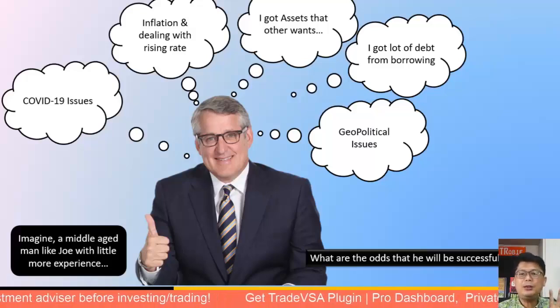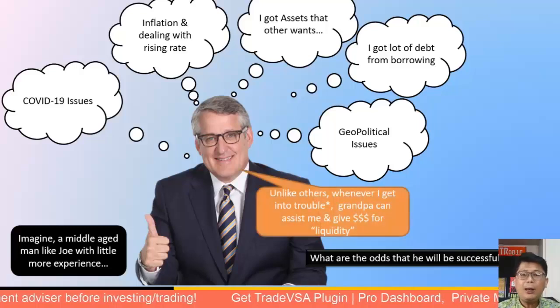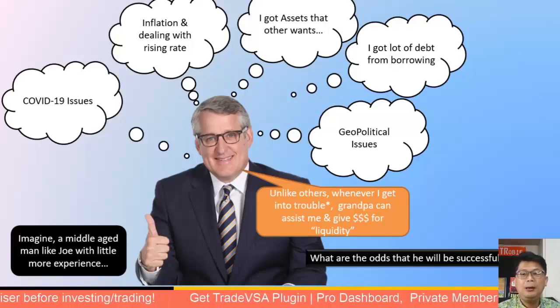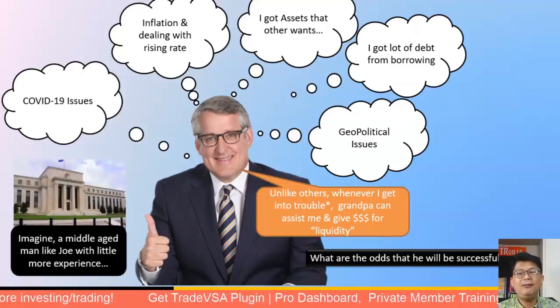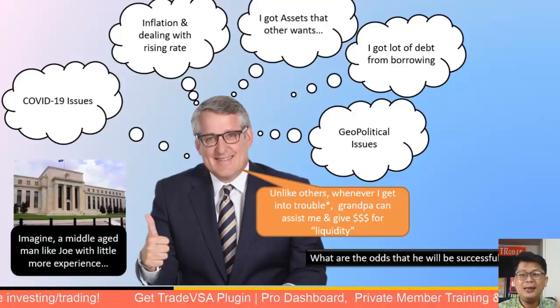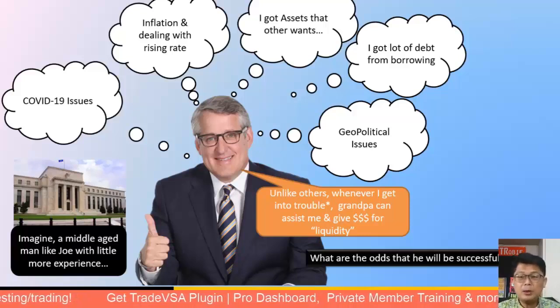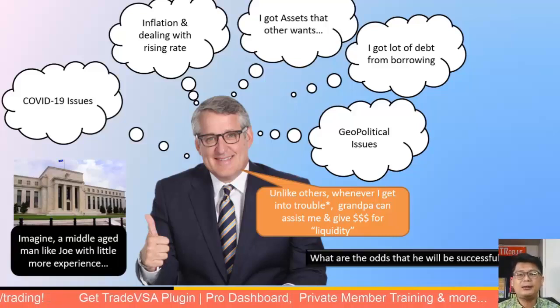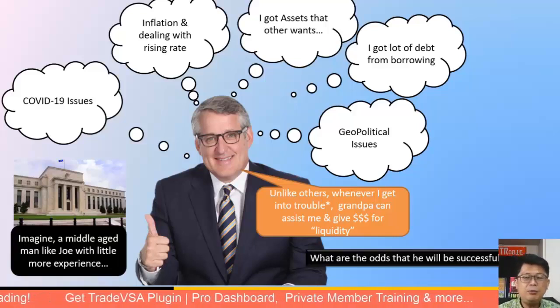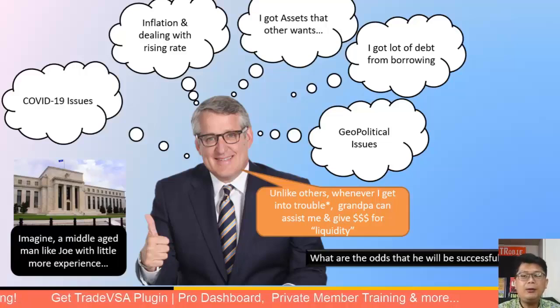Now, given the situation that we have right now, one thing that Joe has and Cairo doesn't is that, unlike others, whenever I get into trouble, my grandpa will assist me and give me money for my liquidity. That is one big difference, and that difference is access to the bank. So that is the difference compared to Cairo. Now keep in mind these two persons that we talk about, because we don't want to come back and revisit them again. So who do you think is going to be more successful? Type it in there, those of you who have, and let me know what you think of it.